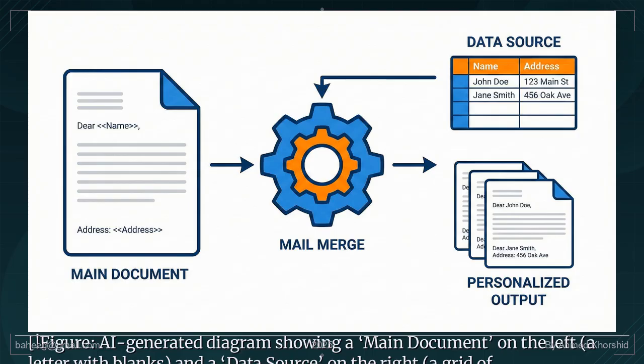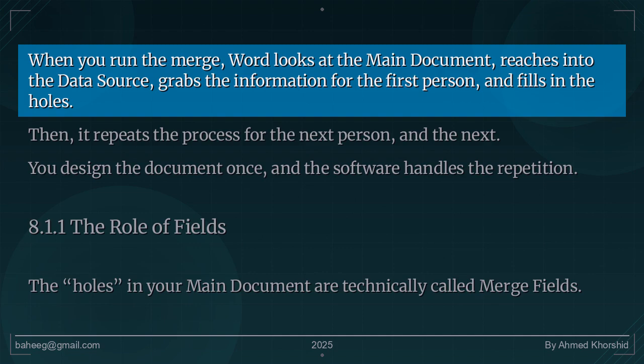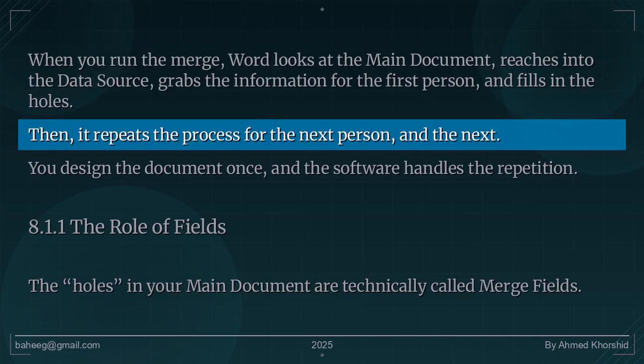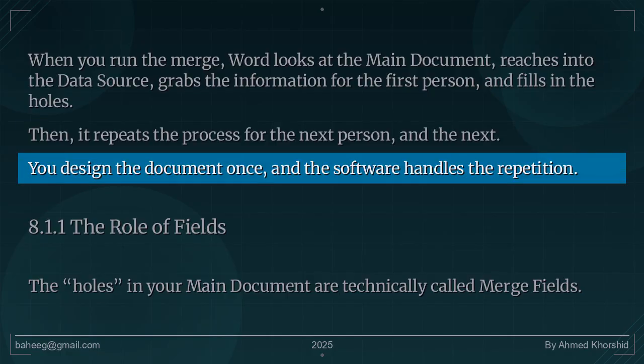Figure, AI-generated diagram showing a main document on the left, a letter with blanks, and a data source on the right, a grid of names, addresses. Arrows from both point to a center gear icon labeled a mail merge, which outputs a stack of finished, personalized letters. When you run the merge, Word looks at the main document, reaches into the data source, grabs the information for the first person, and fills in the holes. Then, it repeats the process for the next person, and the next. You design the document once, and the software handles the repetition.